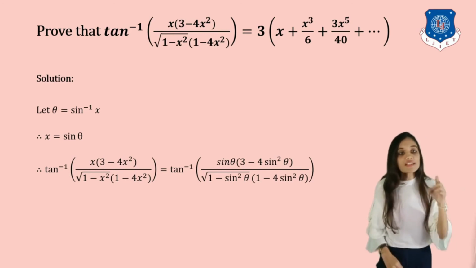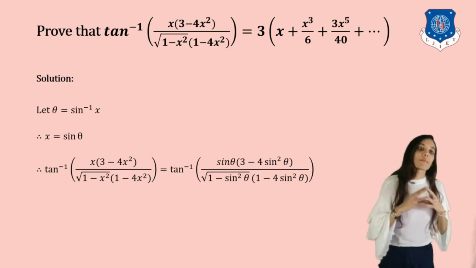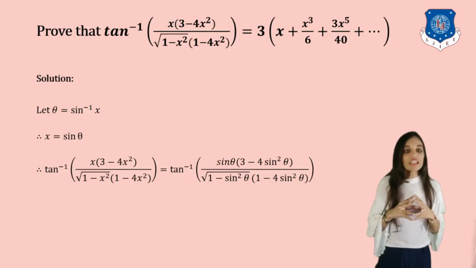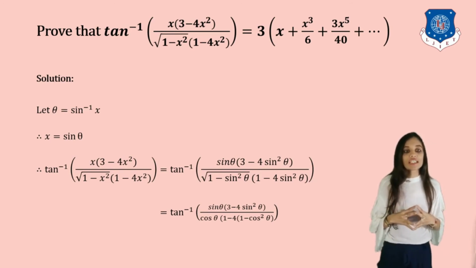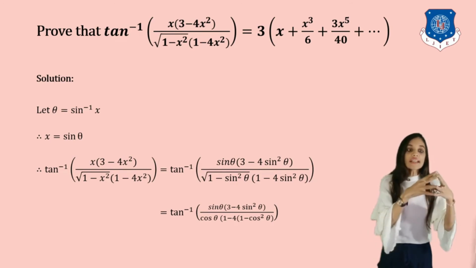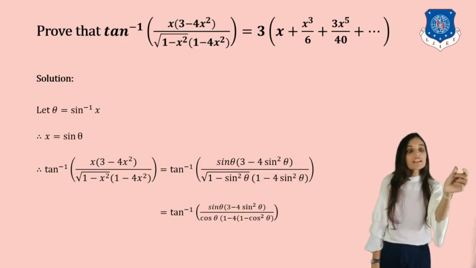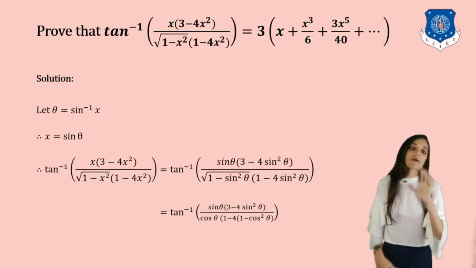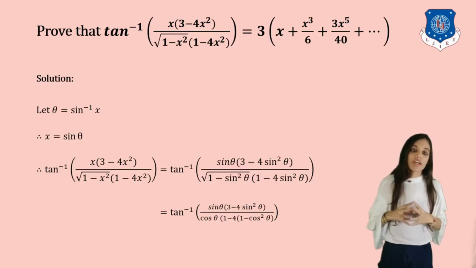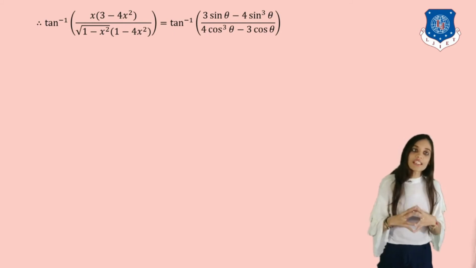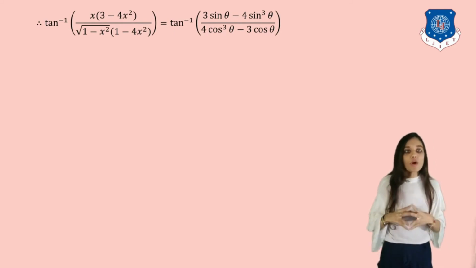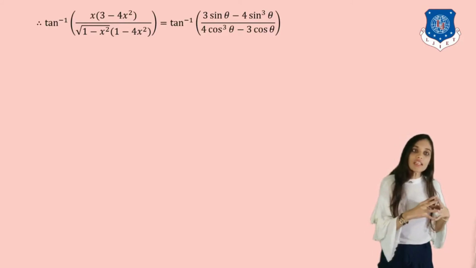Now we have to simplify such that you get tan 3 theta or tan theta in the bracket, right? So firstly in the numerator just open the brackets, and in the denominator we all know square root of 1 minus sin square theta will be equal to cos theta, and in 1 minus 4 sin square theta, put 1 minus cos square theta. Now just simplify. So finally on simplification you will get tan inverse of 3 sin theta minus 4 sin cube theta upon 4 cos cube theta minus 3 cos theta.